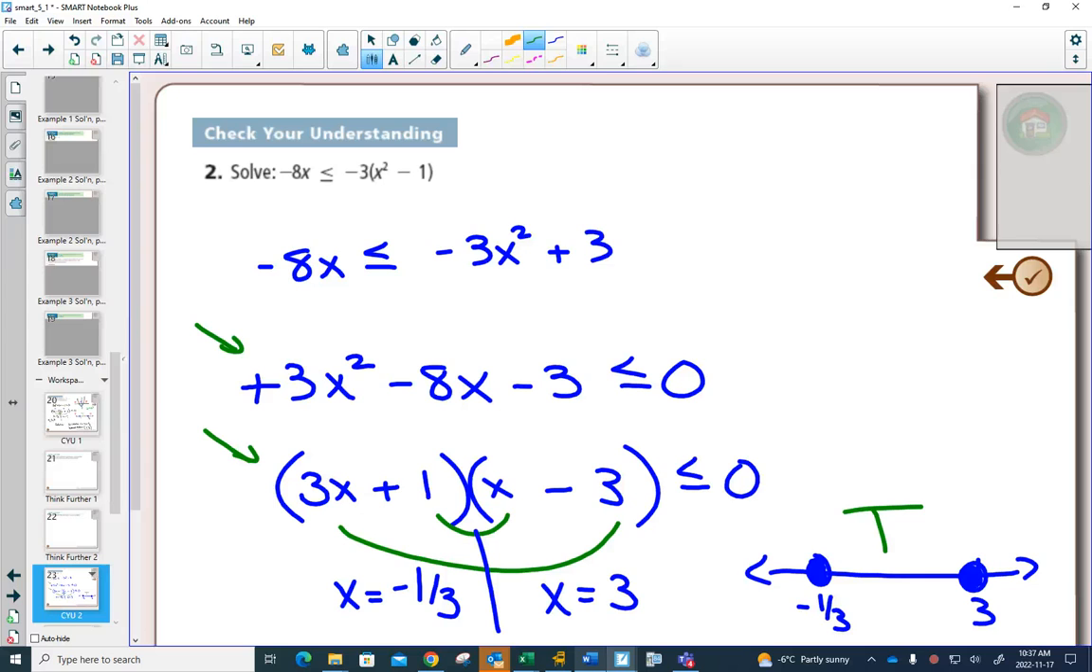What about something bigger than 3? I'm going to choose 10. And I'm going to use the factored part. Can you see if you plug in 10 here, this is positive, this is positive. No mental math required. Positive number times positive number will be positive. False.